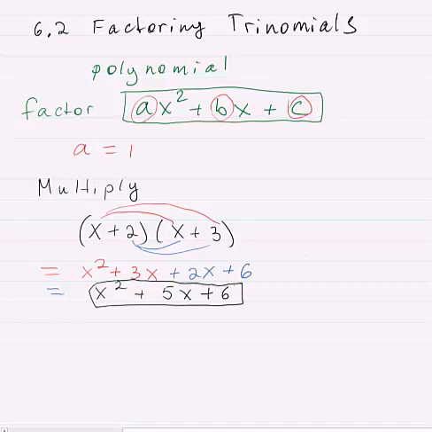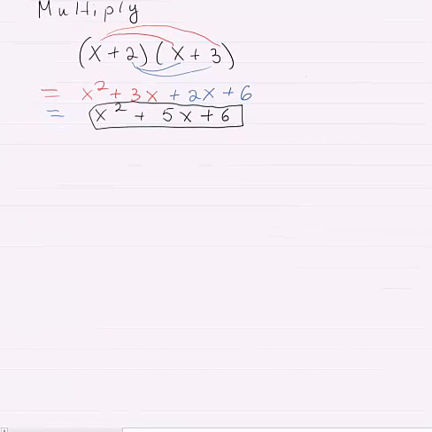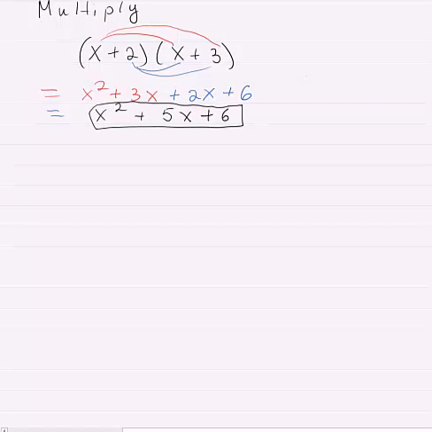Now, if you look at this closely, let me scroll down a little bit. You can see that you have the x squared term right here. You have a term that is a number, and then you have these. Let me highlight them for you. The 3x and the 2x, these are the like terms. That's where the 5x comes from.